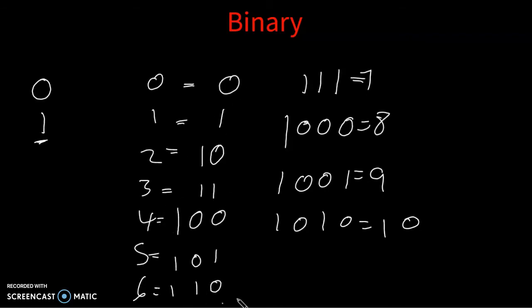This is the binary counting system, the binary version of 0 to 10. And this will be the base 10 version of 0 to 10. How then can we convert from binary numbers to decimal numbers?